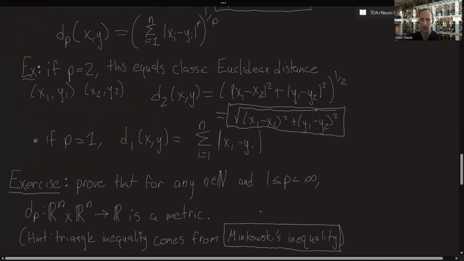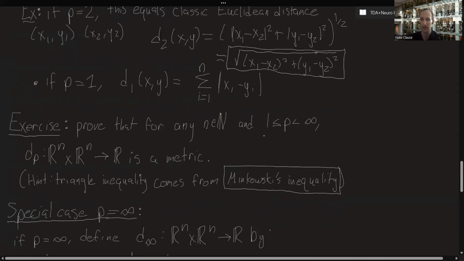And you can also look up the proofs. Some of the proofs might be a little bit beyond the scope of this course. It's important general math inequality and real analysis. And the triangle inequality for Minkowski distances follows almost immediately from Minkowski's inequality.